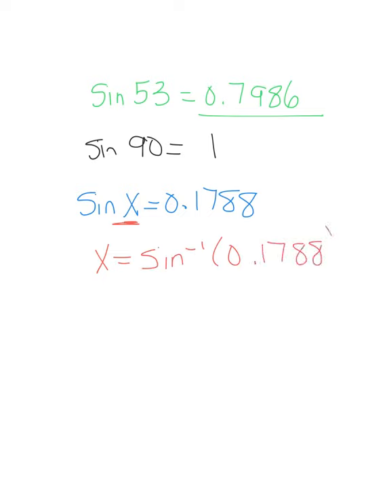Now, when you're trying to figure this out on your calculator, again, some of you are going to be hitting second function sine to get that sine inverse, and then 0.1788. Some of you are going to be hitting 0.1788 and then second function sine. Either way, you should be able to get an answer of 10 degrees once it's rounded.